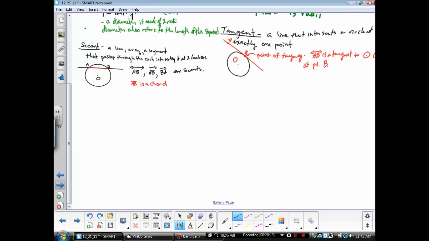Okay? Now, congruent circles. Congruent circles are circles with congruent radii. If two circles have the same radius, then they will be able to lie one on top of the other and everything line up. That's the idea behind congruent. So congruent circles are circles with congruent radii.